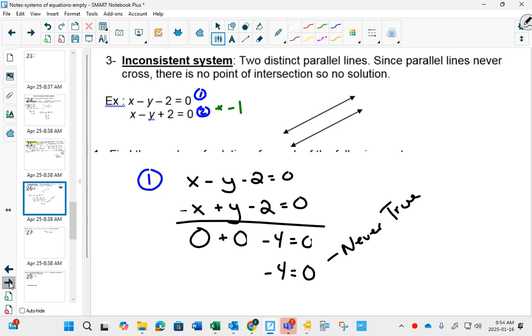So if you use substitution or elimination and your x's and your y's go away, and you get something that is not true whatsoever, this is telling you you have an inconsistent system. This is telling you that there is no solution.